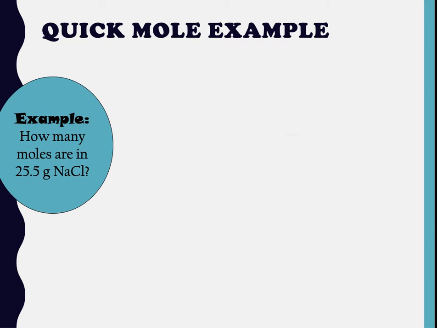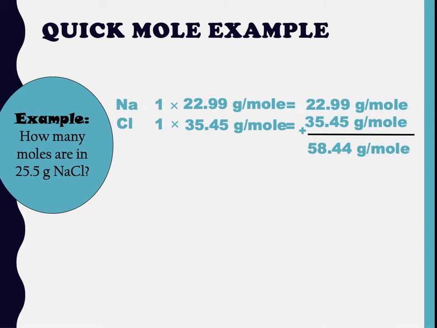So let's look at an example just to refresh our minds. If we wanted to convert 25.5 grams of sodium chloride to moles, the first step that we need to do is find the molar mass. So we need to go back to our periodic table. We need to find sodium, which is element number 11, has a mass of 22.99. We need to find chlorine, which is element number 17, and has a mass of 35.45. There's 1 of each. We just add them all together.